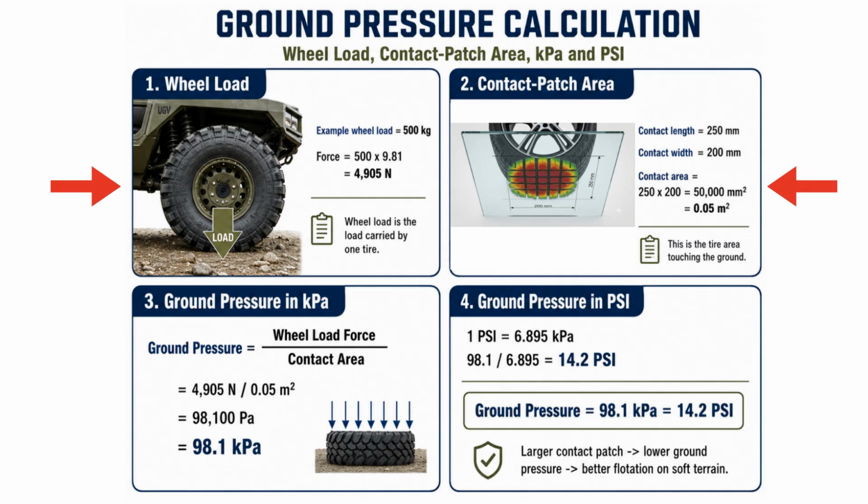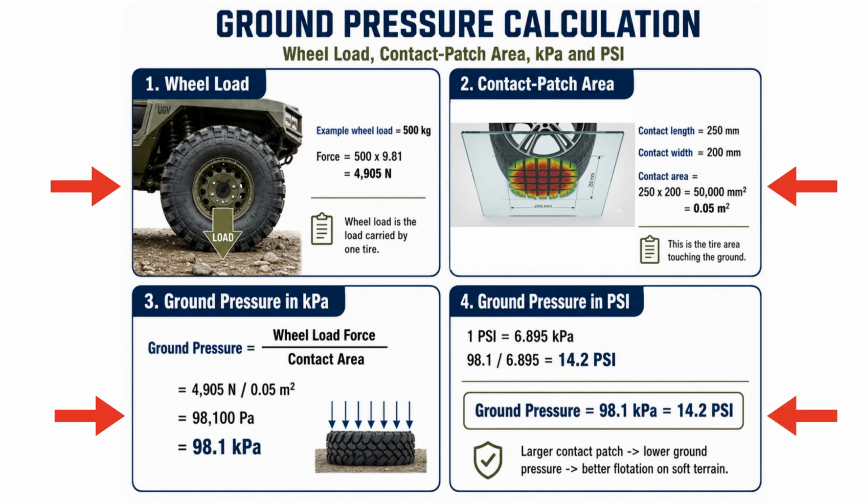Section 2 shows the contact patch area. This is the portion of the tyre actually touching the ground. Here the contact patch is approximately 250 millimeters long and 200 millimeters wide. Multiplying these dimensions gives 50,000 square millimeters, which is equal to 0.05 square meters. Section 3 calculates ground pressure in kilopascals. Ground pressure equals the wheel load force divided by the contact area. Dividing 4,905 newtons by 0.05 square meters gives 98,100 pascals or 98.1 kilopascals.